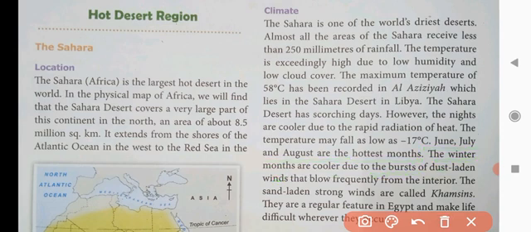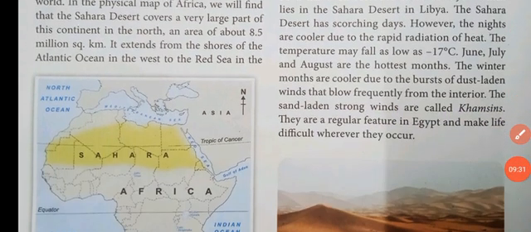Dust-laden wind blows frequently from the interior. Here there is a wind, that is sand-laden strong wind, which we call Khamsin. So this is the most famous wind. As you know, students, in our country in the hot season a hot wind blows, which we call Lu. In the same way, the wind which blows in the desert area of Sahara is called Khamsin. Okay, I think it is clear to all of you. Now let's see the rest.